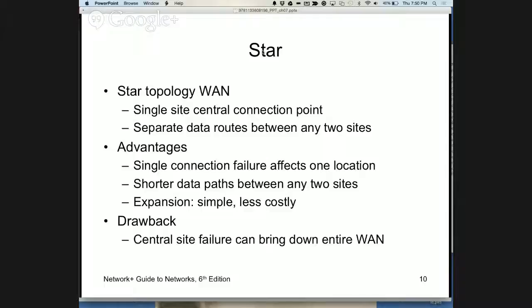Shorter data paths between any 2 sites. Expansion is simple and less costly. The drawback is one I mentioned earlier: central site failure brings down the entire WAN.